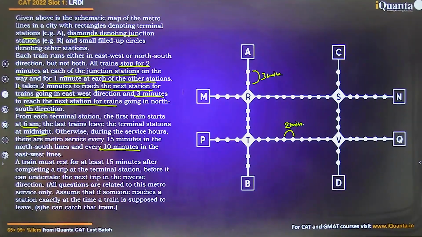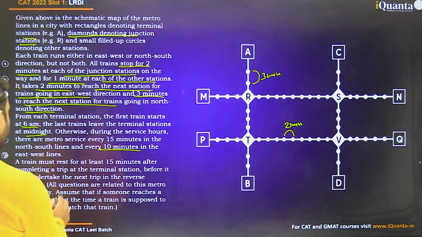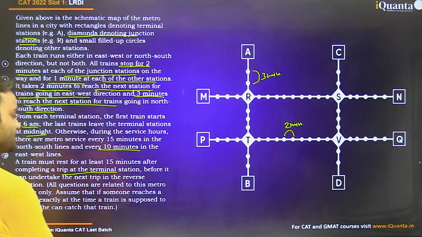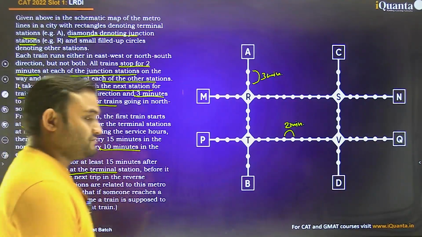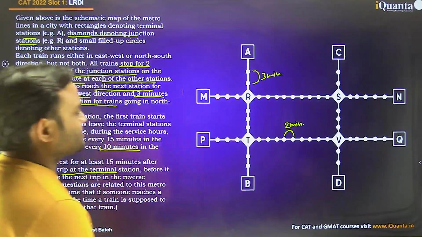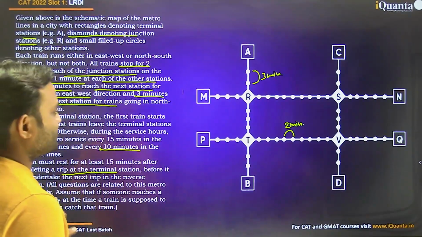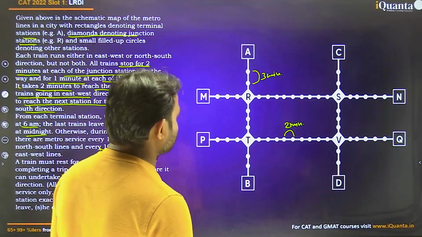A train must rest for at least 15 minutes after completing a trip at the terminal station before it can undertake the next trip in the reverse direction. Now, all questions are related to this metro service only. Assume that if someone reaches a station exactly at the time a train is supposed to leave, he or she can catch that train. Very normal things, I don't think there should be any problem understanding these statements.